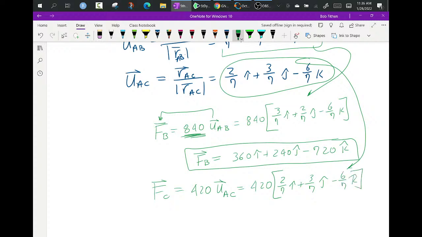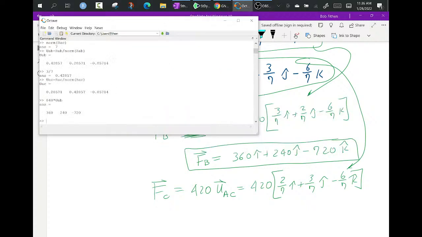And not too surprising. I mean, I could do it. But, okay, 420. Did I list that thing or did I? I did not. Okay, so I want to list it as a character like FB. So I store it as a variable somewhere. So now I have FB is equal to that. Now I want to do FC is equal to 420 times UAC.